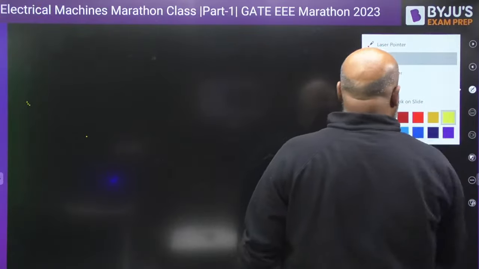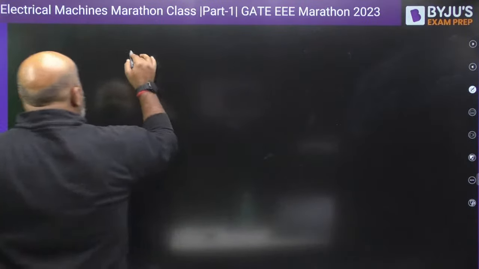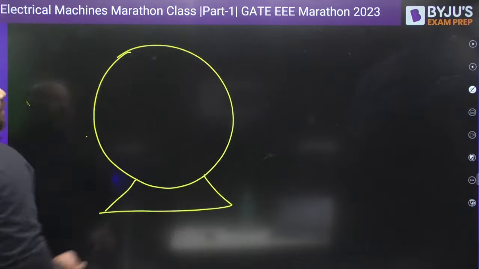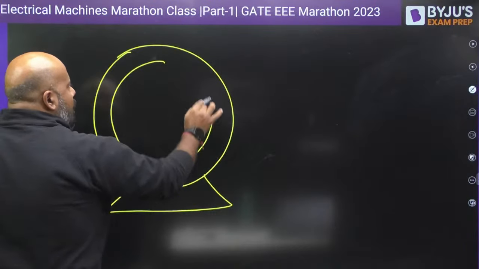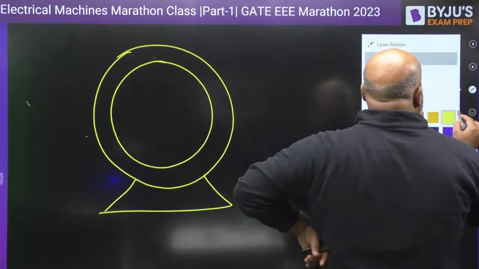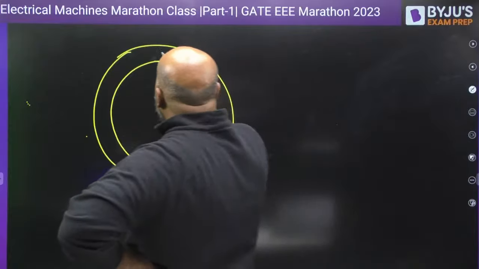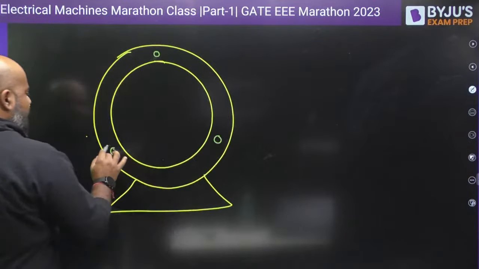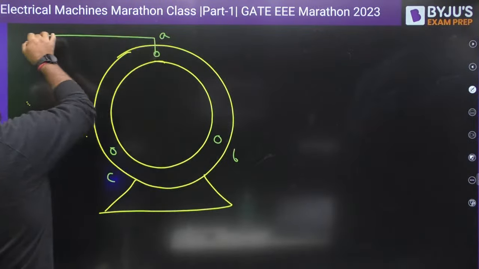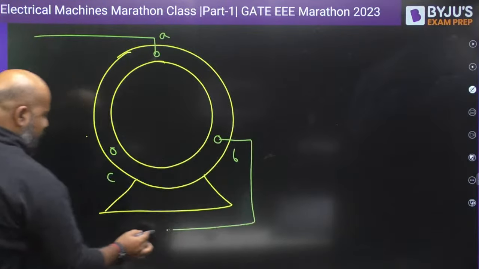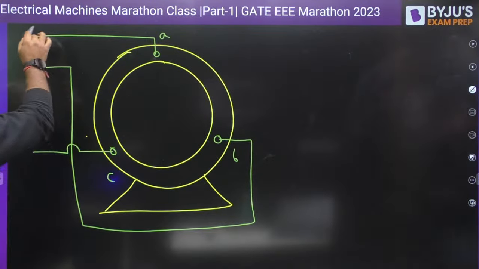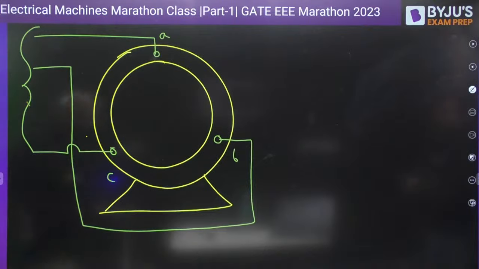Suppose this is your stator. Okay, this is your stator. A stator is going to have a three-phase balanced supply. This is A, this is B, this is C. So there is a three-phase balanced supply.